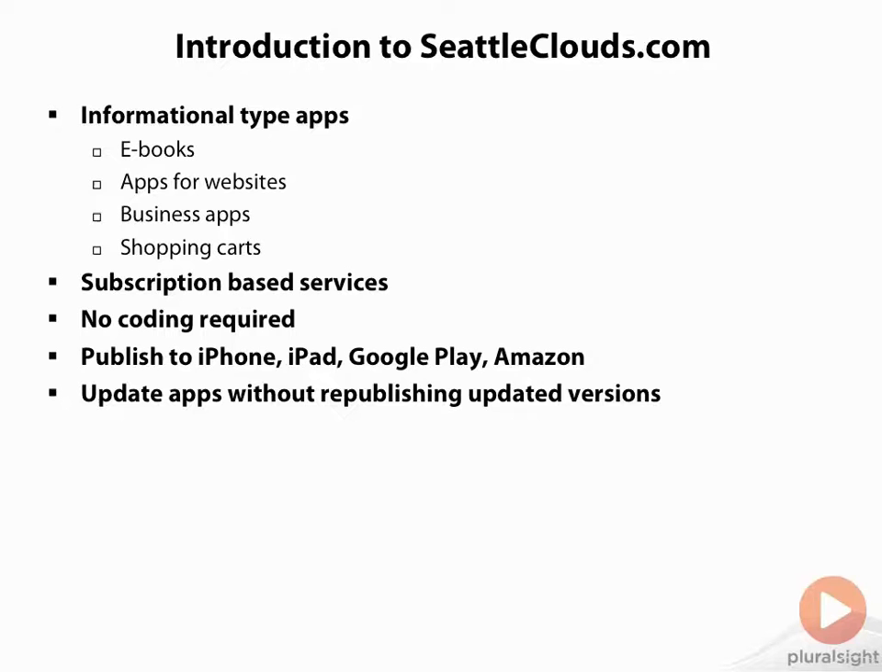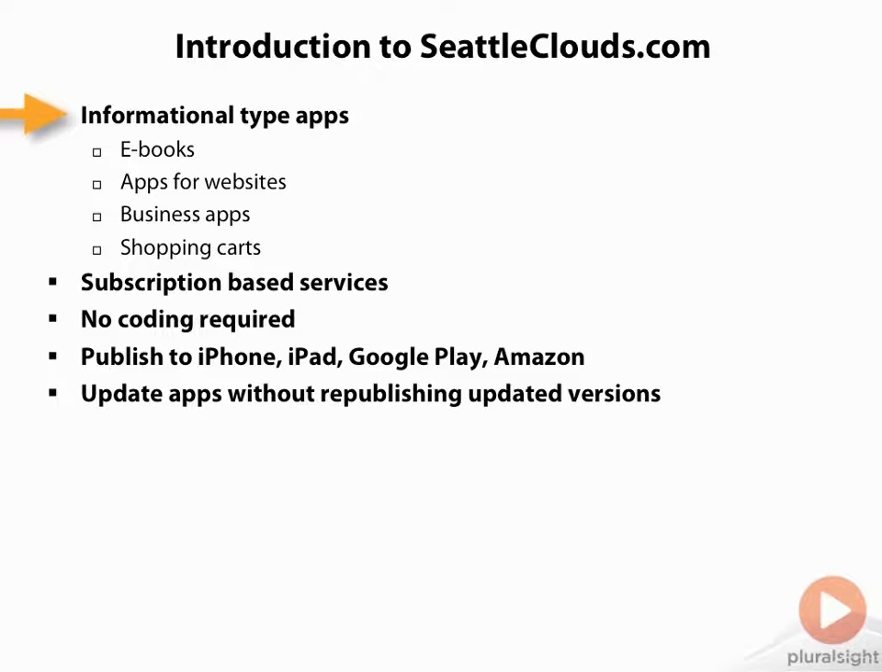So again, I use this service called SeattleClouds.com. It is a pay-as-you-go subscription service, and you use it for, I'm going to call them informational type apps. So if you want to publish ebooks, apps for websites, business apps, shopping carts, those types of things. And you can use Seattle Clouds in several different ways.